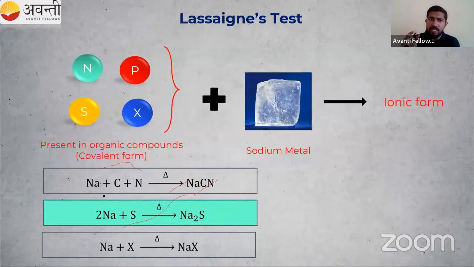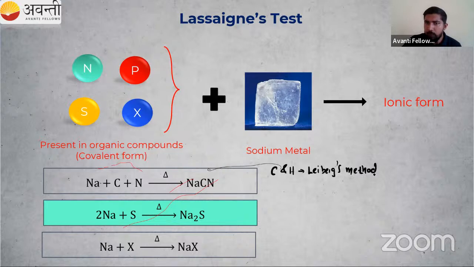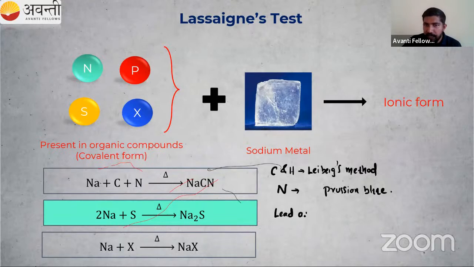So in the last class, we have studied the test for carbon, nitrogen, then sulfur also. In the case of carbon and hydrogen, we use a technique called Liebig's method. In the case of nitrogen, we have studied about Prussian blue, that is a blue color complex. So that we have discussed in the last class. In the case of sulfur, there is the lead acetate test as well as the sodium nitroprusside test. So we have studied these things in the last class.